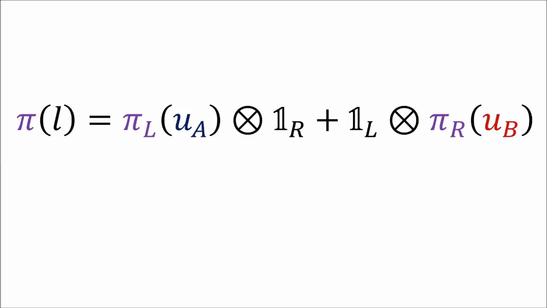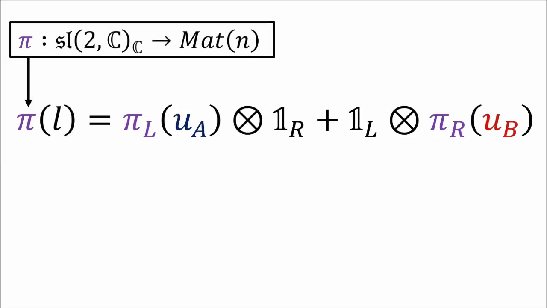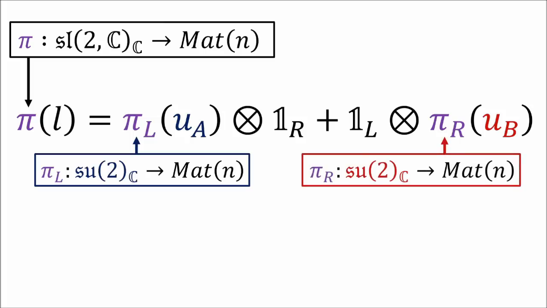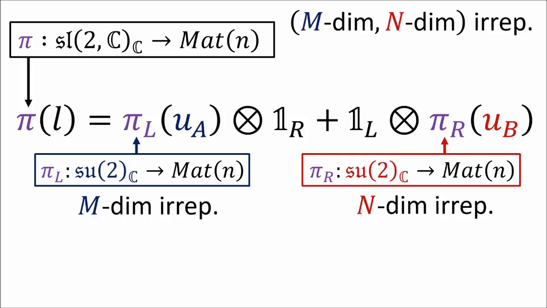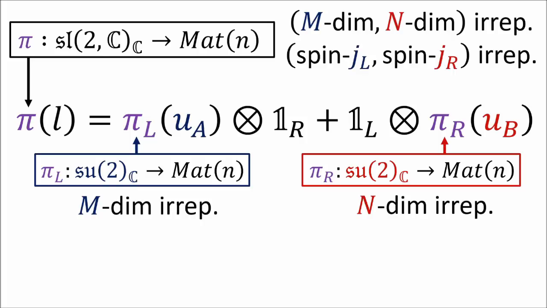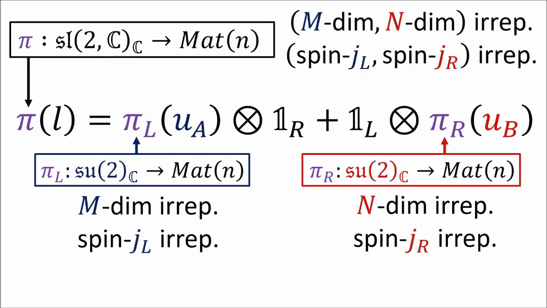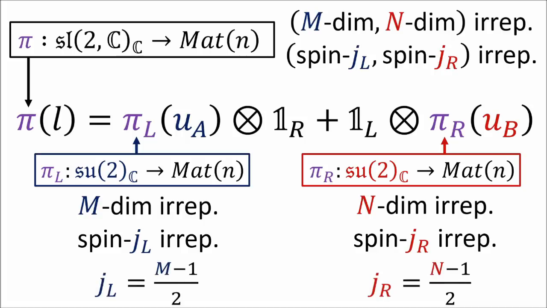So in order to get an irreducible representation of the Lorentz algebra, we need to pick two irreducible SU2 representations, one for the left term and one for the right term. We already know there is exactly one irreducible SU2 representation per dimension. So we can label the Lorentz algebra representations by two integers m and n, which are the dimensions of the left and right representations respectively. We can also label these by the spin numbers jl and jr, which are equal to the dimensions minus 1 divided by 2.